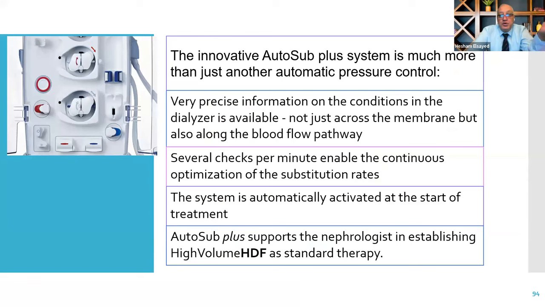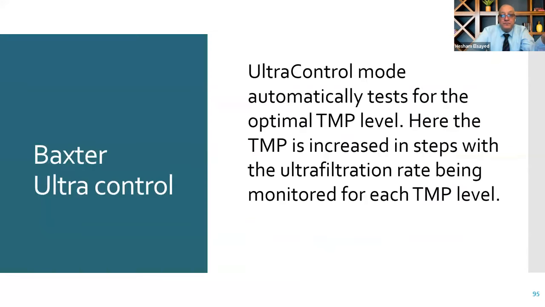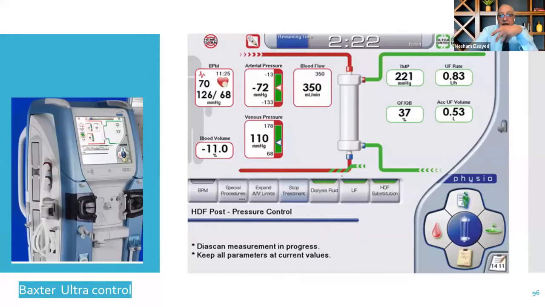So the auto-substitution plus system is more than just another automated mode: very precise, with several checks of the pressures, automatically activated at the start, and auto-substitution can control the volume of hemodiafiltration. On the other hand, the UltraControl mode automatically tests for the optimal TMP and subsequently controls the dialyzer geometry and the clotting. And this is the panel. I'll not go through the technique for the sake of time, but this is the commonest panel. Be aware of transmembrane pressure.